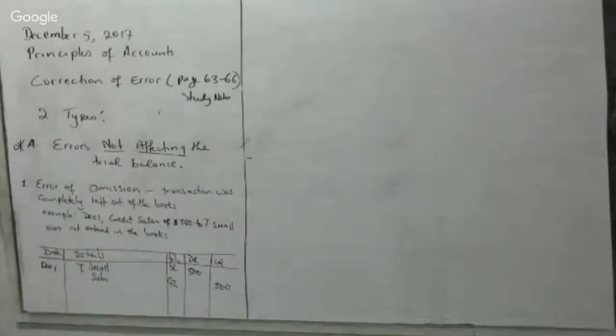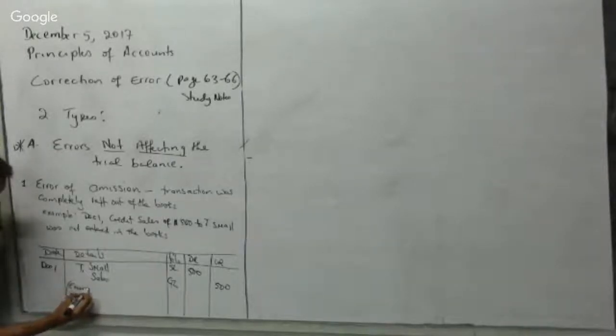Now you also write your narrative to explain what it is that you've done. You must write your narratives. You can write error of omission.